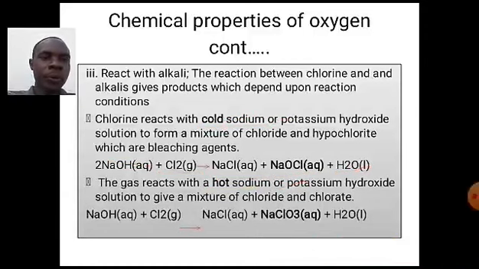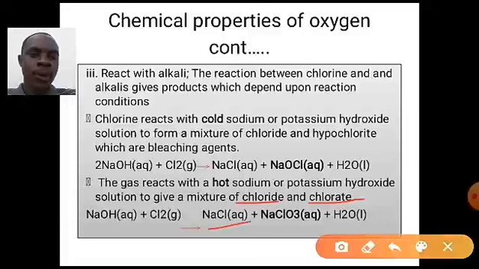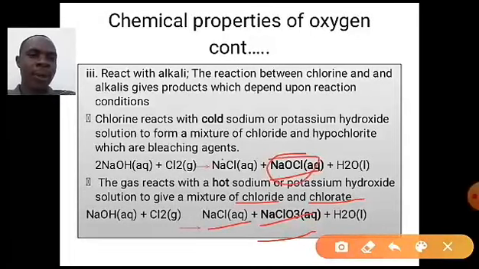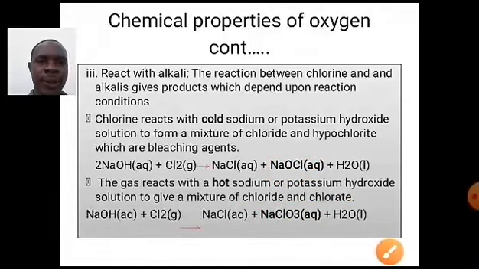But when the gas reacts with hot sodium or potassium hydroxide, it gives a mixture of chloride and chlorate. The chloride salt is the same, but here the product formed is hypochlorite when the alkali is cold, and when it is hot, the product formed is chlorate. This is chlorate, which has all three oxygens. The formulas are like this and like this, so we need to differentiate them.